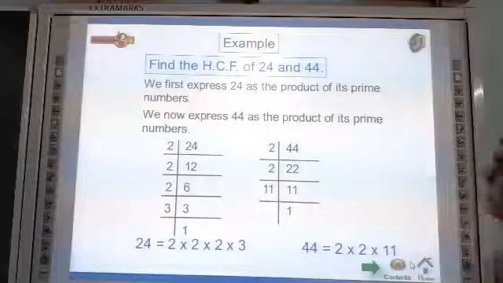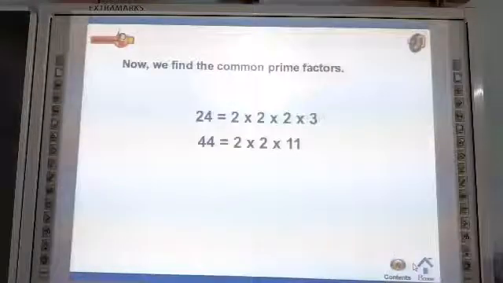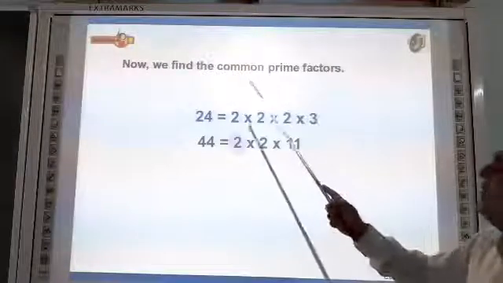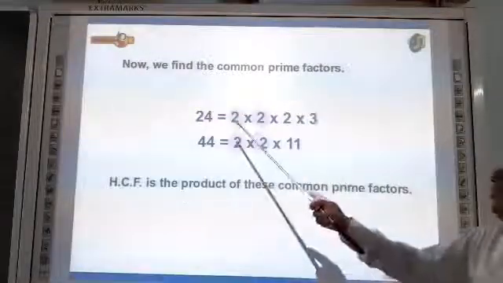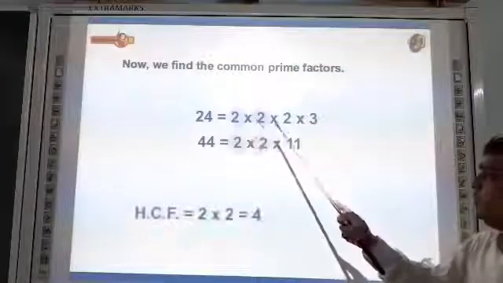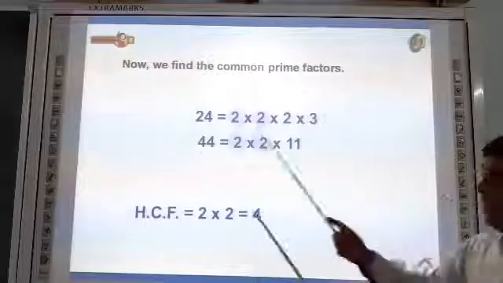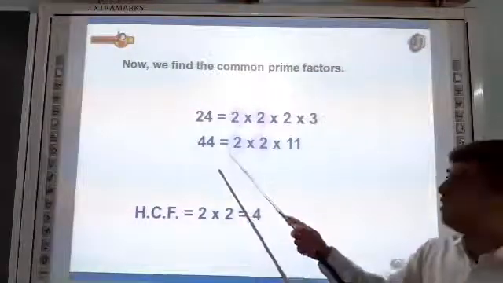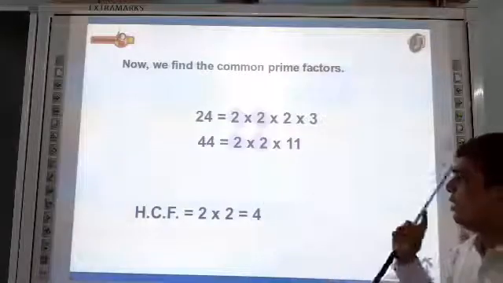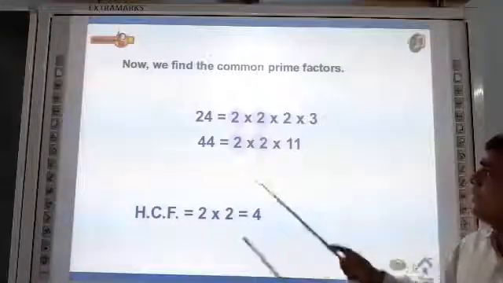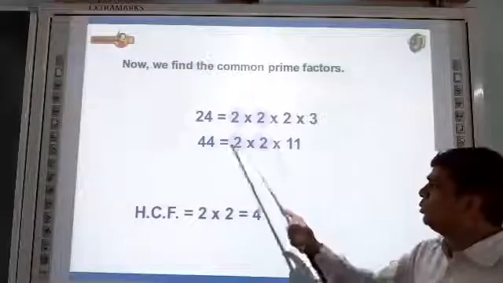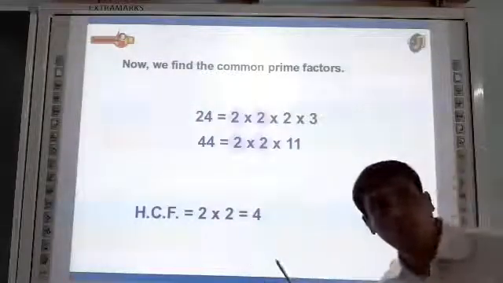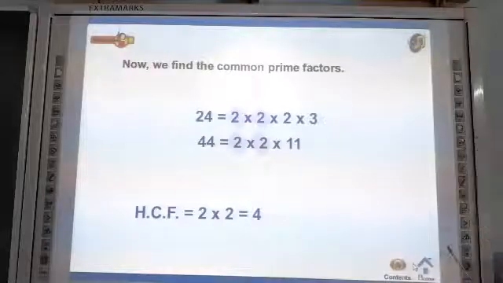Okay students. Now we find the common prime factors. Factors of 24 is equal to 2 multiply 2 multiply 2 multiply 3, and factors of 44 is equal to 2 multiply 2 multiply 11. Common factor is 2 multiply 2. Now HCF is equal to 2 multiply 2 is equal to 4. Okay.